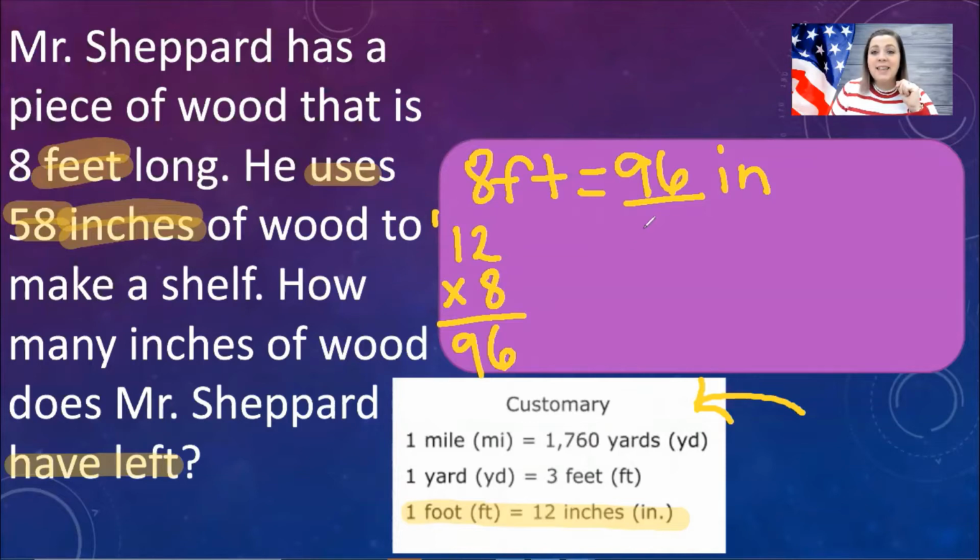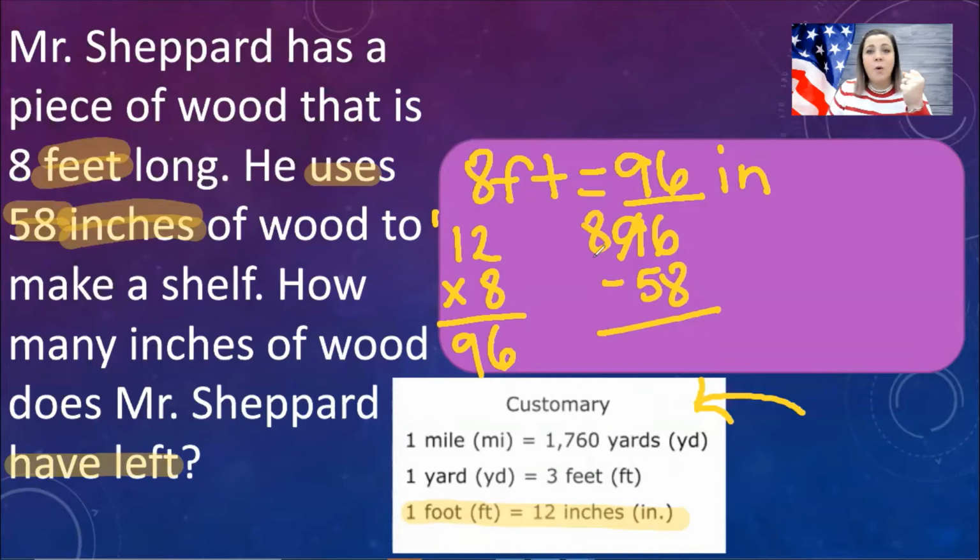So we're going to take the 96 inches that he started with, and we're going to subtract the 58 inches that he used. Remember, we cannot subtract bottom up. We've got to go top to bottom. Since we cannot do 6 minus 8, we're going to take away 1 ten, which leaves us with 8.